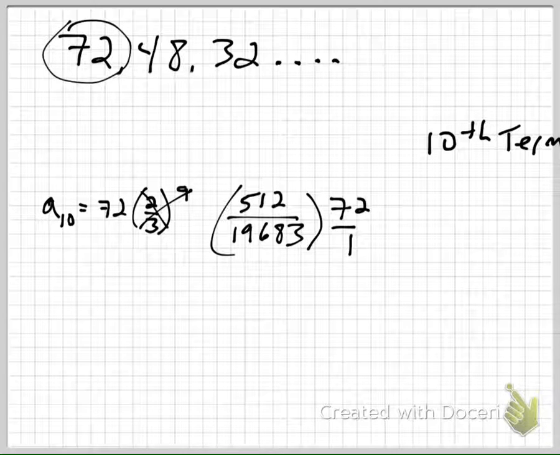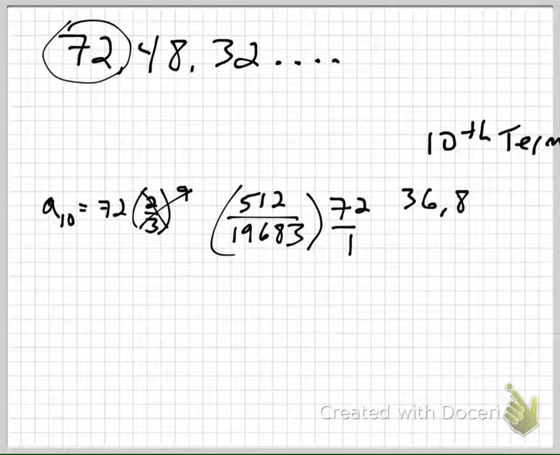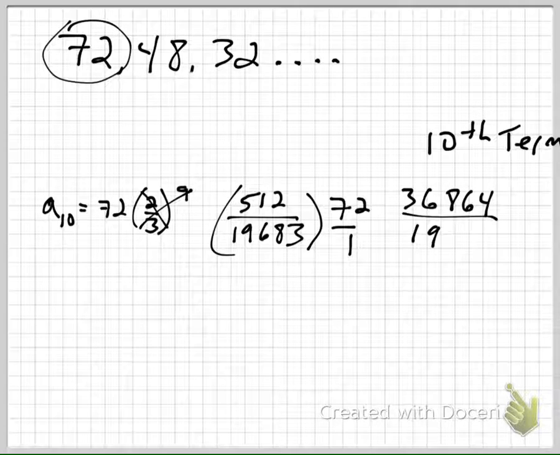What is 512 times 72? 30,672. 36,800. I got 3,672. Oh, it's 36,864.